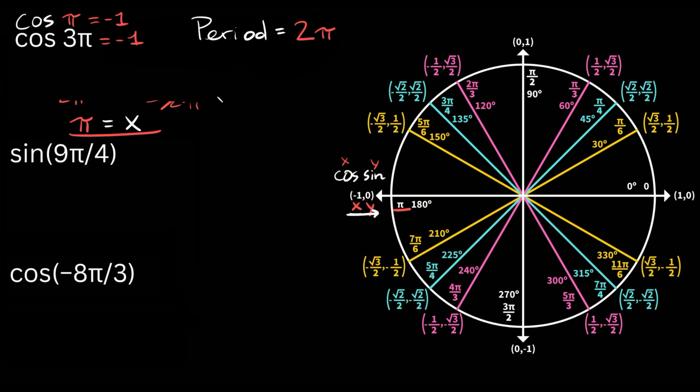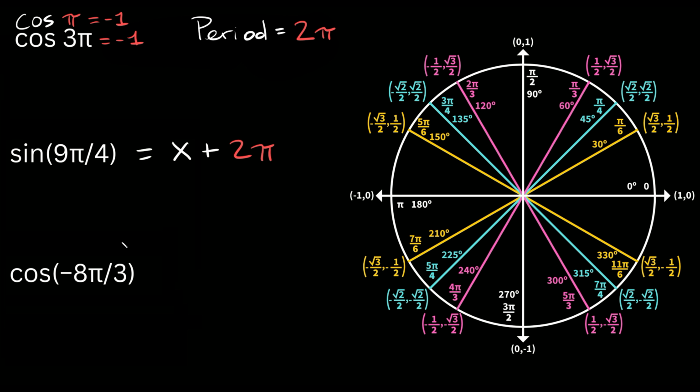So let's clean some of this up and go to the next one. So here we have the sine of 9 pi over 4. So again, all we're going to say is x, right, some unknown radian plus the period, which again is 2 pi, is equal to 9 pi over 4. So again, in order to solve for x, all we have to do is subtract 2 pi from both sides. And so let's work that out up here. So we're going to have 9 pi over 4 minus 2 pi.